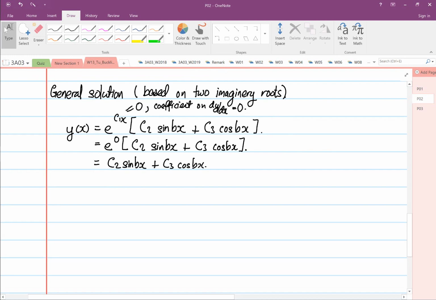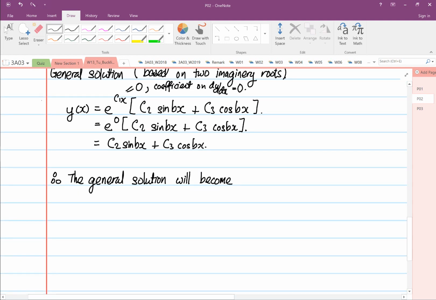So the general solution will become y as a function of x equal to A sin px plus B cos px, and all these are small p, and I'll call this our equation number 8. So this is still a general solution.